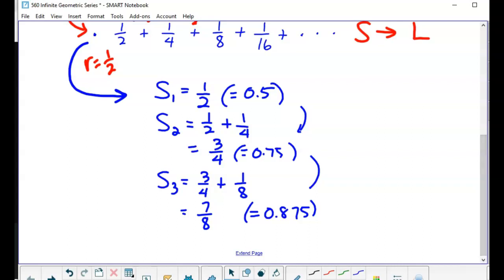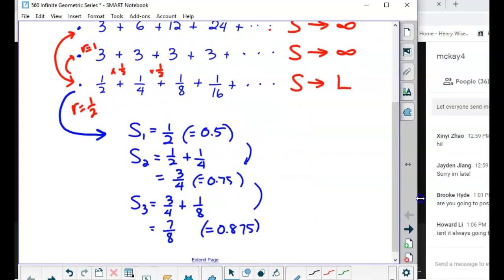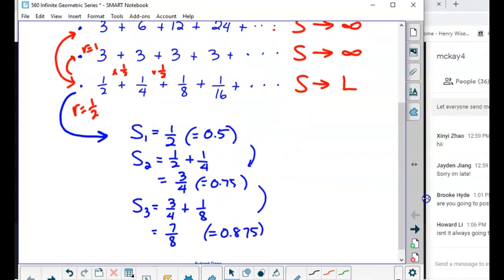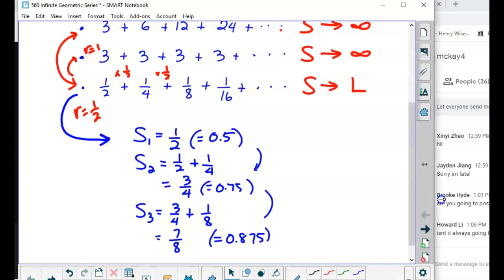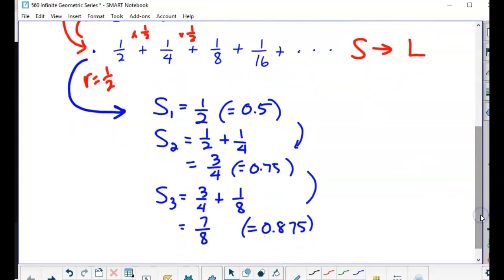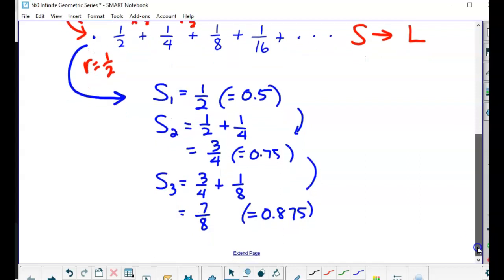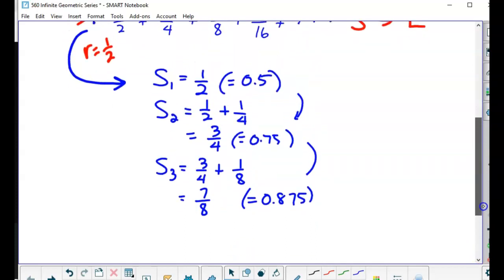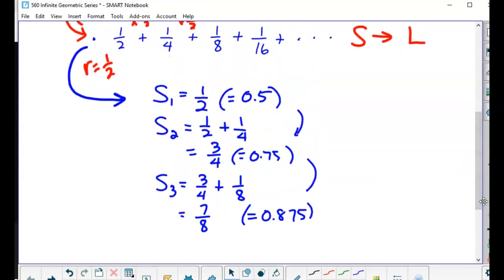Okay, so let's see. Question here. Isn't it always going to be less than 1? Barely. Barely? No, as long as r is less than 1, then it's an infinite geometric series that converges to one value. So it can be 1/10, and that's going to, so I'm not sure if that's what you're asking about, Howard.